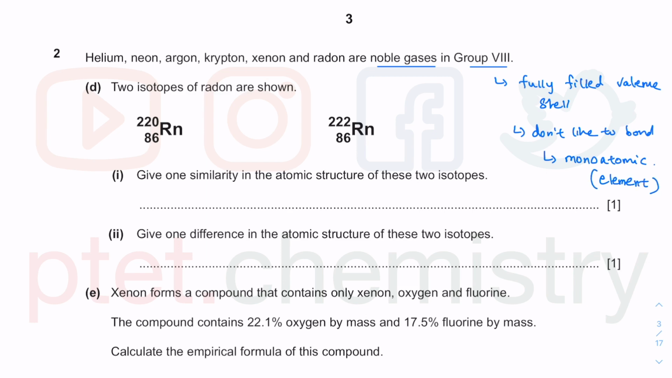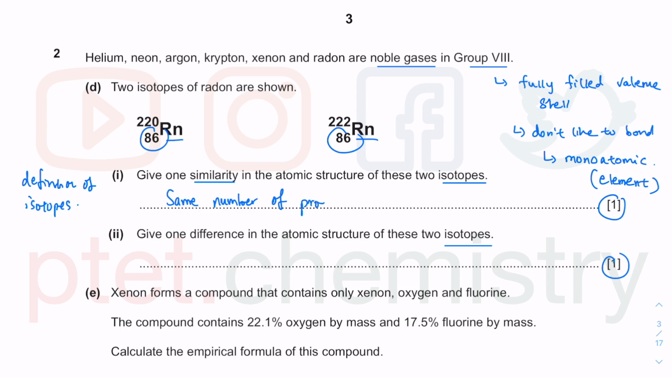Give 1 similarity in the atomic structure of these isotopes. So this question is basically a 2 marks question on the definition of isotope, as stated in your syllabus. They refer to atoms of the same element. Obviously you can see radon and radon. Atoms of the same element with the same number of protons. So the similarity is they have the same number of protons, and then your differences will be the second part of that 2 marks definition. Atoms of the same element with the same number of protons, but different number of neutrons. So what is different is the different number of neutrons.